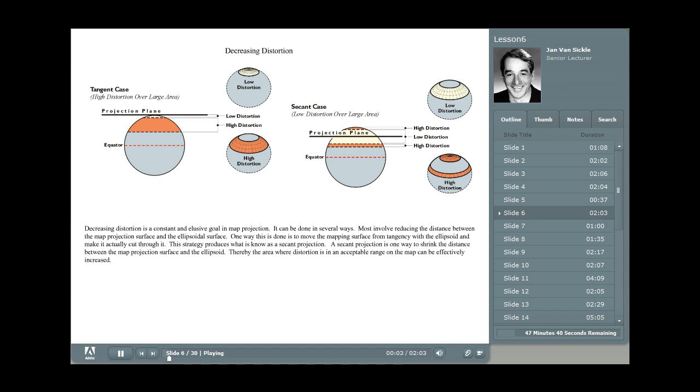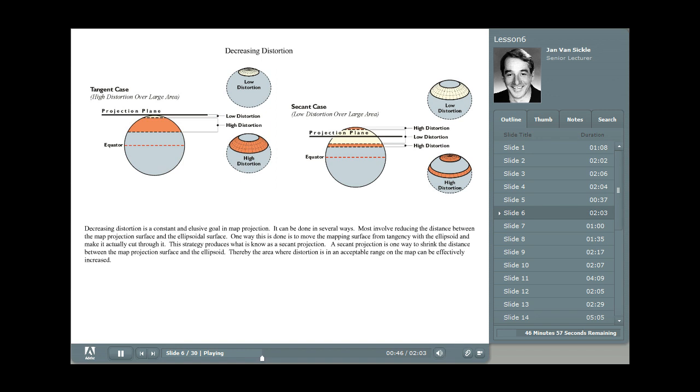But first, decreasing distortion. This image here on this slide is intended to show how actually the tangent case that we've mentioned contributes a larger area of distortion than does the secant case. The tangent on the left shows a projection plane, flat projection plane, touching the Earth at one point. And this is, of course, what's used actually with polar projections. North Pole, South Pole. And the area in orange shows high distortion. The low distortion, the area in the light beige, is much smaller.